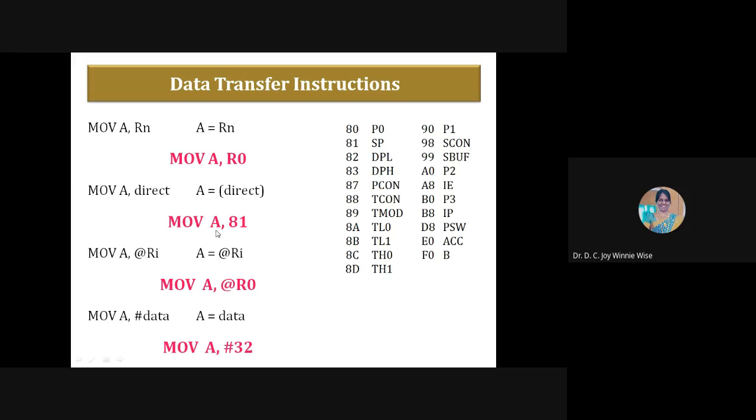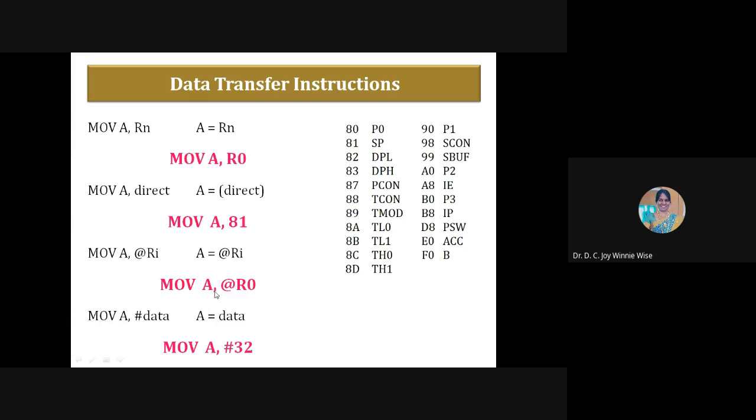You got it? Suppose I want to move the content of the B register to the accumulator. B is referred to as F0 here. So instead of writing MOV A, B, I can write MOV A, F0. The F0 means the content of B will be transferred to the accumulator. It is direct.